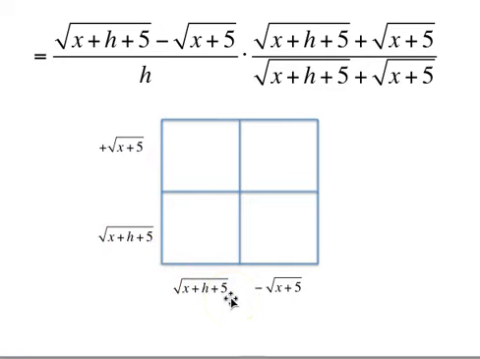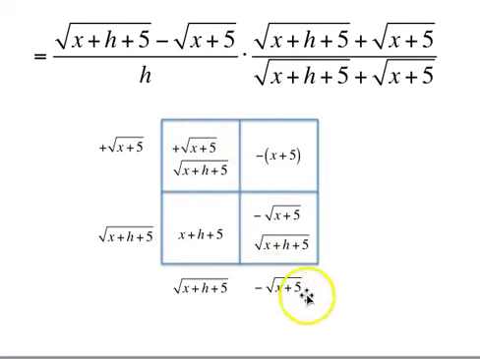This times this, x plus h plus 5. Square root of something times square root of something is the something. Next up, negative root x plus 5 times positive root x plus 5 would just be the negative of x plus 5. These two guys are a little tricky. Root x plus 5 times root x plus h plus 5 here. That's the length, that's the width, that goes in that cell. Down here, negative root x plus 5 times root x plus h plus 5. And these two things will cancel. You'll notice they are opposite of each other.